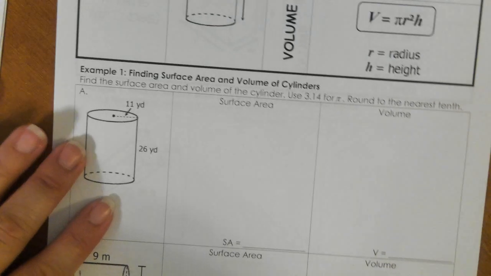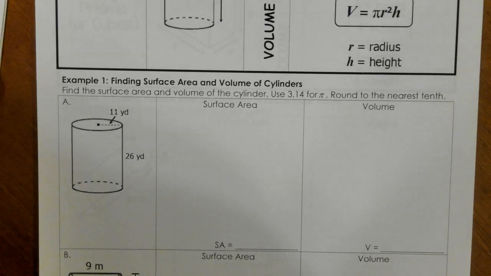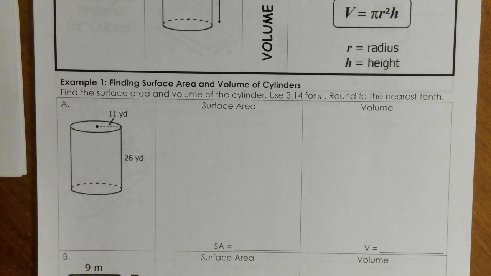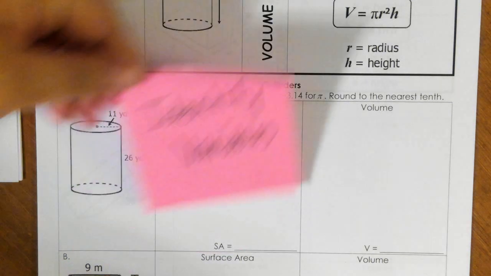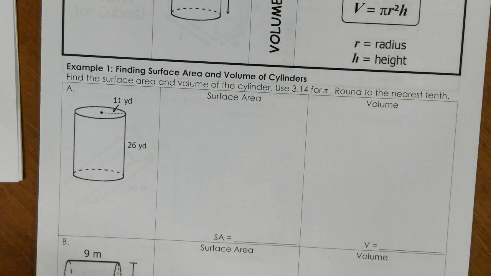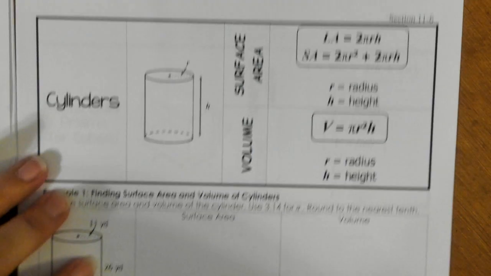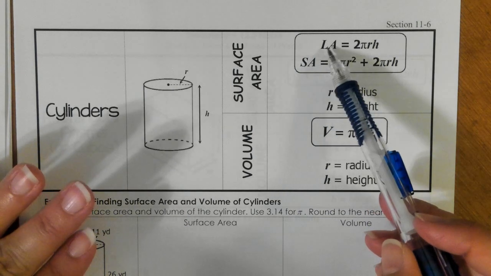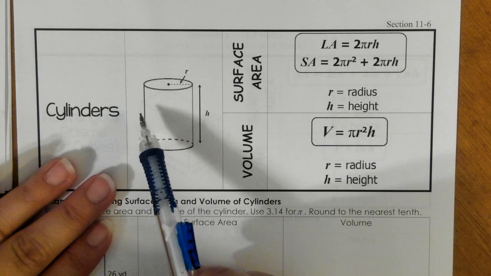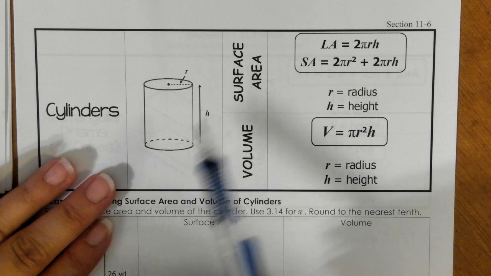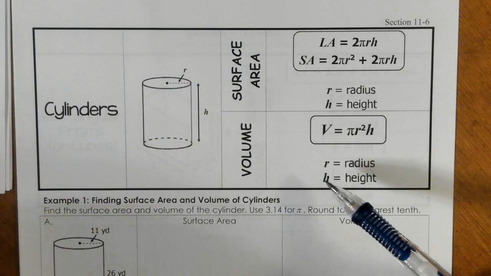All right, now for cylinders, I highly recommend that you identify your variables. I wrote myself a note to remind you guys, identify variables. You must identify variables. Okay? So first and foremost, we have lateral area, surface area. So before I talk about lateral area, surface area would be the area that's around the cylinder plus the top and the bottom. The volume, of course, is what's inside of this, like what would fit inside, how much.